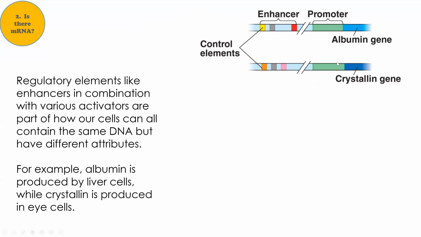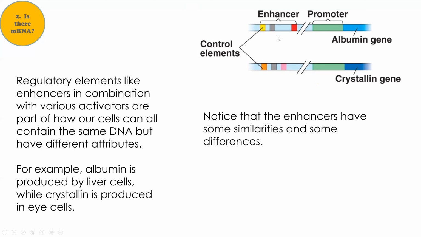So all of our cells have the same DNA. Your liver has the same DNA as your eye. But how do we get a situation where only the liver is producing albumin and only the lens cells of your eyes are producing crystalline? Okay, so that's where some of these control elements, these enhancers, are also going to come into play. So we can look at a couple of things here.